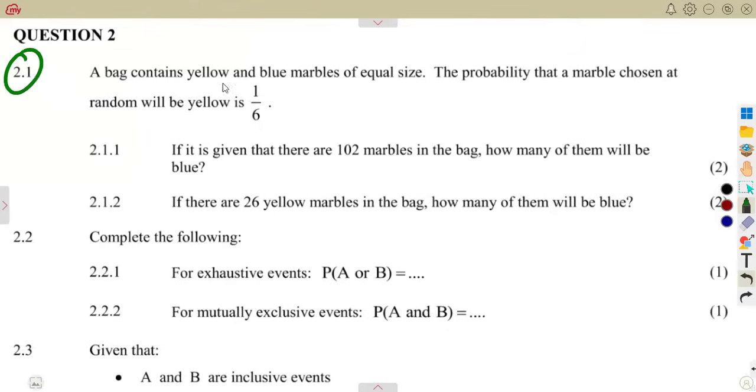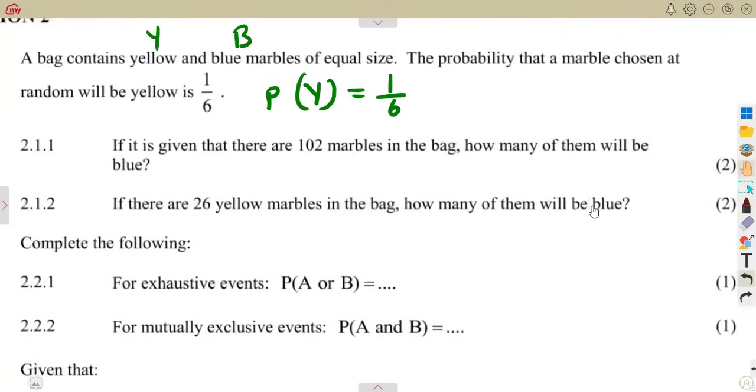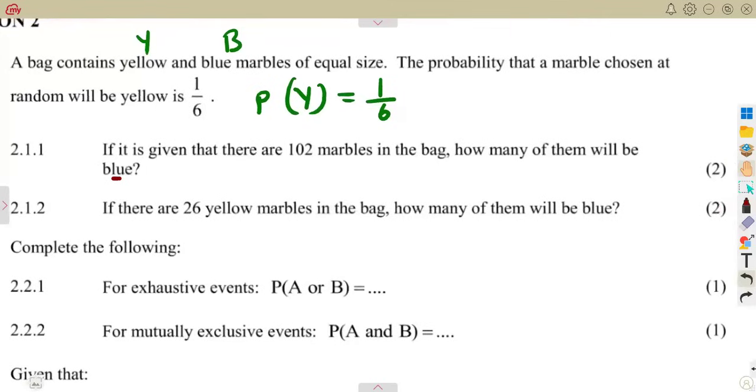So question 2, you're given that a bag contains yellow and blue marbles of equal size. The probability that a marble chosen at random will be yellow is 1/6. So the probability to pick a yellow marble is 1/6. So the question on 2.11, if it is given that, what does if mean? It's an assumption that we have. We are assuming that there are 102 marbles in the bag. How many of them will be blue? If there are 102 marbles, all of them the total.